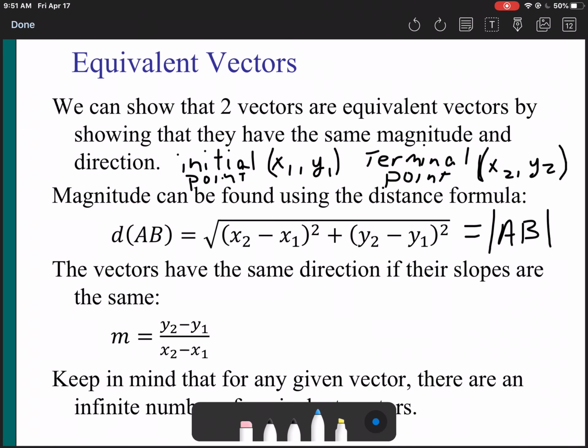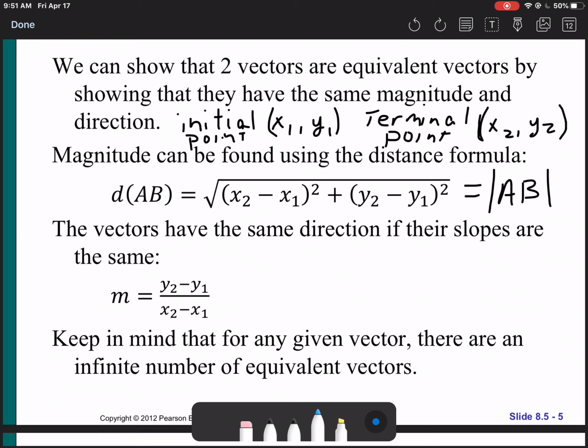Now, equivalent vectors. How do I show that 2 vectors are equivalent to each other? Right? Well, since they have the same magnitude or the same length, we can calculate the distance from the initial point to the terminal point using the distance formula. Right? So we'll go back to some basic algebra. We have the distance formula for finding the distance between 2 points. Call them x1, y1. I'm just going to use that notation. So our initial point we're going to label as x sub 1, y sub 1. Our terminal point we'll label as x sub 2, y sub 2. And so the magnitude of the vector can be found using our distance formula between those 2 points, x sub 1, y sub 1, and x sub 2, y sub 2.